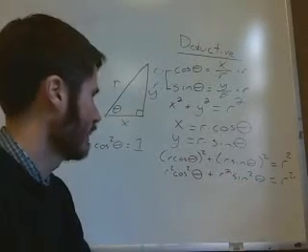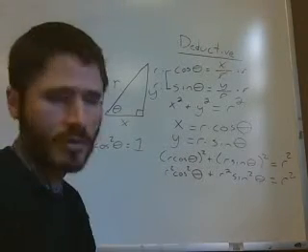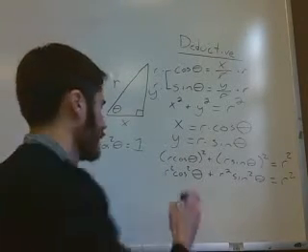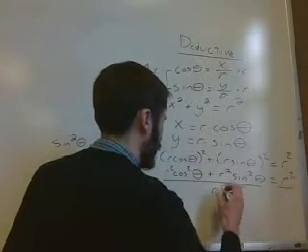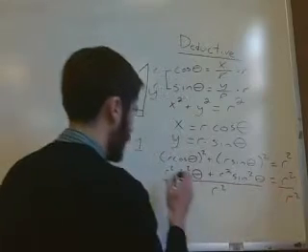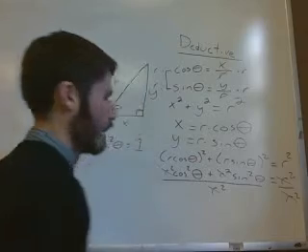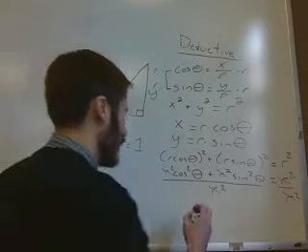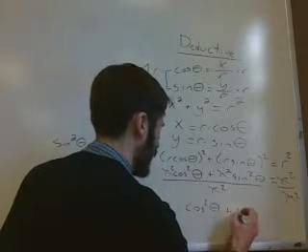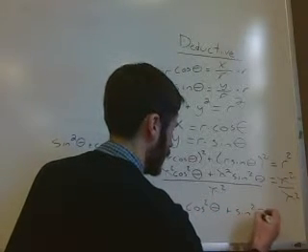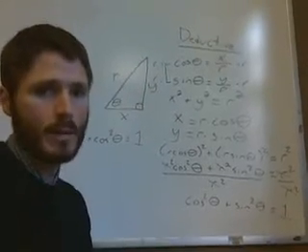Now what I can do, in order to make it look like this, is eliminate all the r squareds. And how do I do that? Well, I divide them out. So divide everything on both sides by r squared. These two go away, these go away, and these two get simplified to 1. So what does that leave us? Well, it leaves us with cosine squared theta plus sine squared theta is equal to 1. And there you have it.